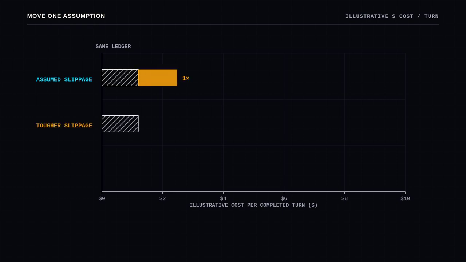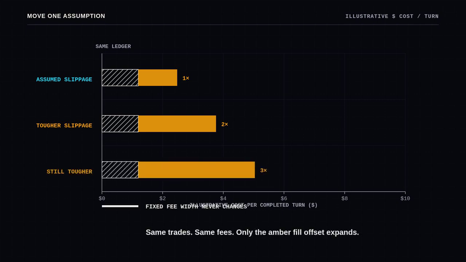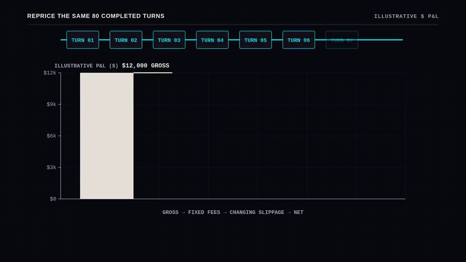Think of the result as a waterfall. Start with gross profit and loss, subtract the fixed fees, then subtract the adverse fill cost. Only that slippage block grows as the stress increases. One changing block reveals cause and effect.